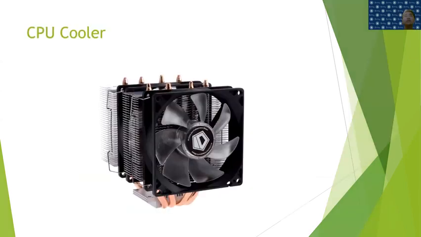So next up, we're going to talk about the CPU cooler, since the CPU has a lot of circuits in them that contain devices called resistors. And those devices produce a lot of heat, to the point where the CPU can actually damage itself due to the amount of heat it produces. So we need a way to cool down the CPU, and that's the job of the CPU cooler.